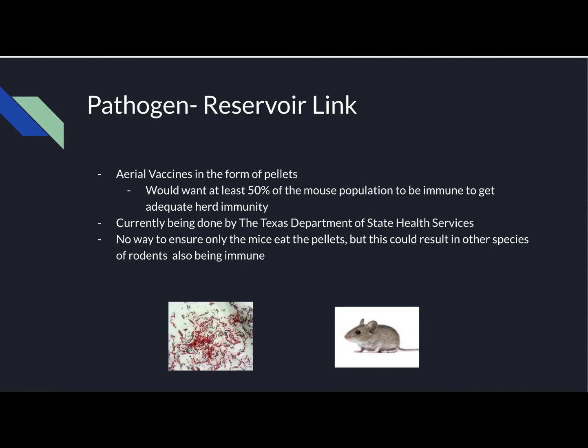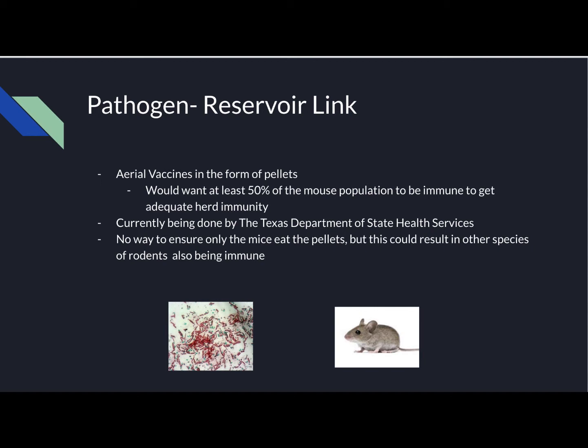The pathogen reservoir link. We will be using aerial vaccines in the form of food pellets to distribute the vaccine to the mice population in the affected areas. Ideally, we would like at least 50% immunity in the mice population against this disease to have adequate herd immunity. Currently, this method is being used by the Texas Department of State Health Services against the rabies virus coming up from Mexico in the fox population.